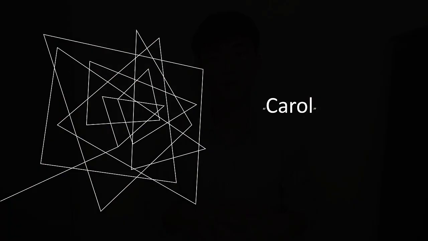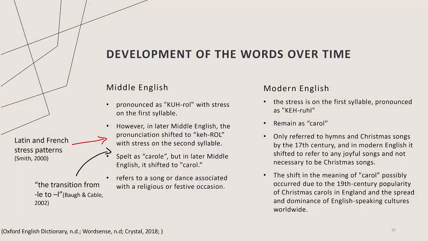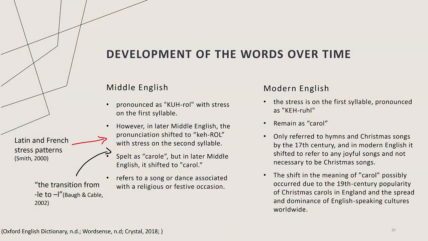The earlier use of carol in English dates back to the 14th century. In early Middle English, it is pronounced as kuro, with a stress on the first syllable. But in the later Middle English, the pronunciation changed to carol, with a stress on the second syllable. This change in pronunciation may have been influenced by French and Latin stress patterns.